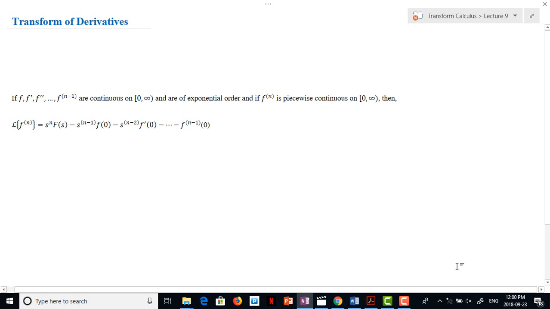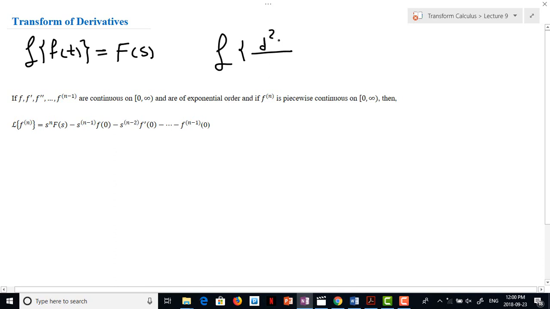In fact, here we want to know that if, for example, I say I know Laplace transform of f(t) is equal to F(s), F capital S, then I ask you what's Laplace transform of, for example, second derivative of f(t). So based on transform of derivatives, we can find the answer.